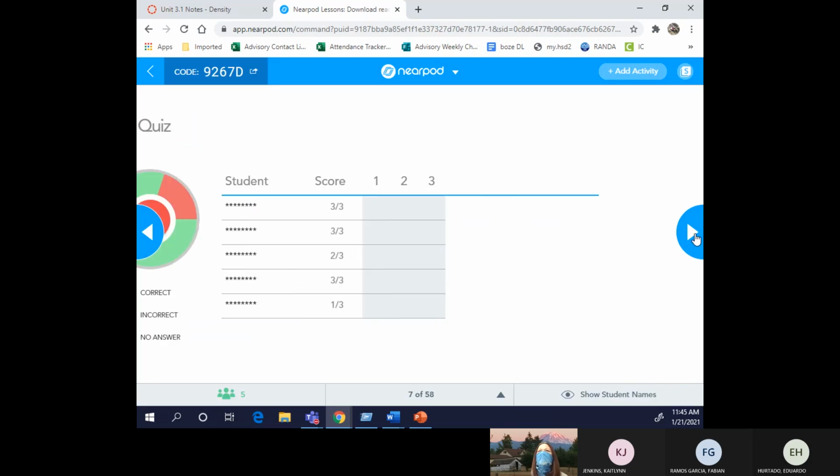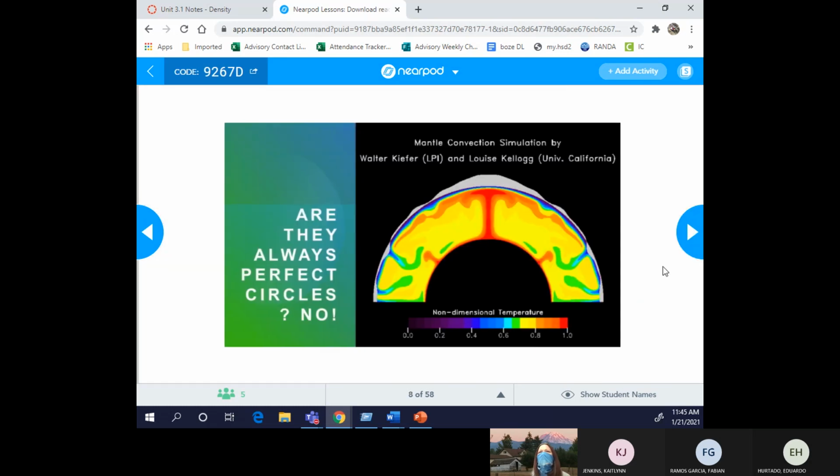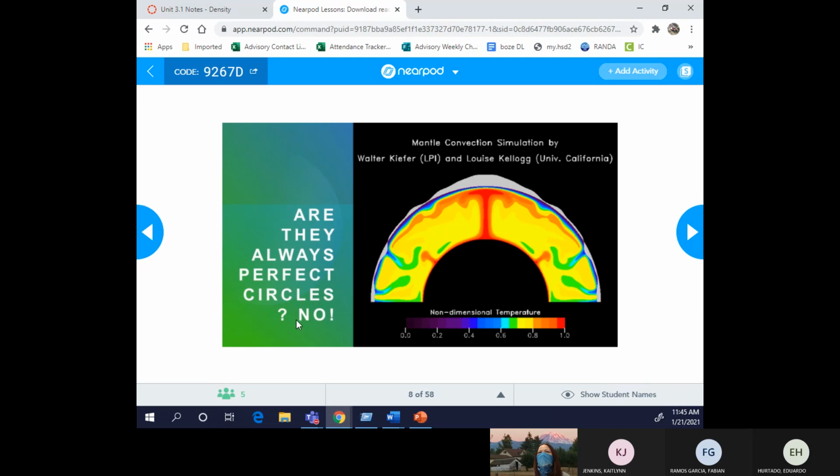All right. So here's just kind of a picture of a cross section of the Earth. You can see these nice pretty convection currents or convection cells and some of the features that they create. So we're about to talk about these different types of movements and boundaries and the geologic features that come along with them. Are convection currents always these perfect, pretty little circles?